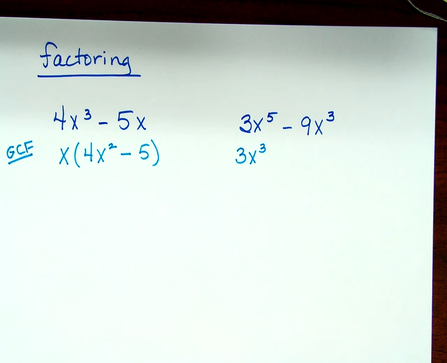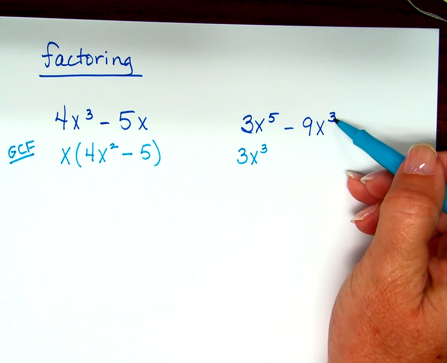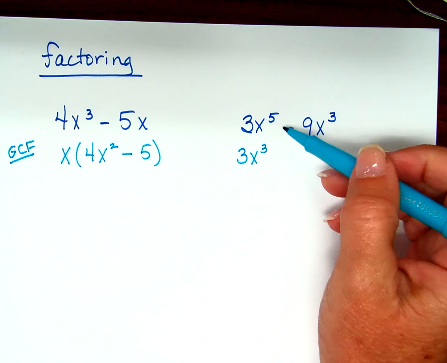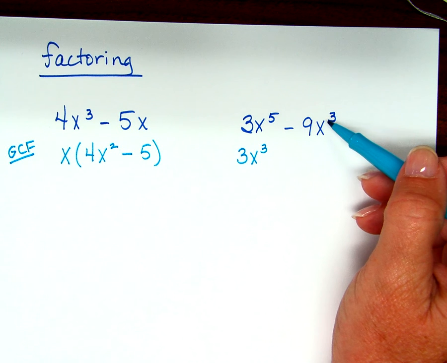Now, some people get confused at that question because I'm asking for the biggest, the greatest common factor. I'm asking what's the biggest exponent I can take out of both of them? Well, isn't it going to be the smallest exponent? Yeah, it is, because I can't take out x to the 5th from x to the 3rd. There's not enough x's. Okay?